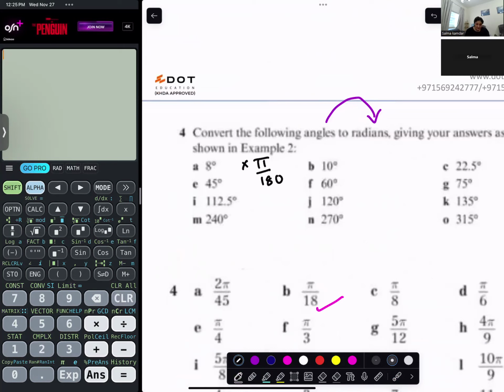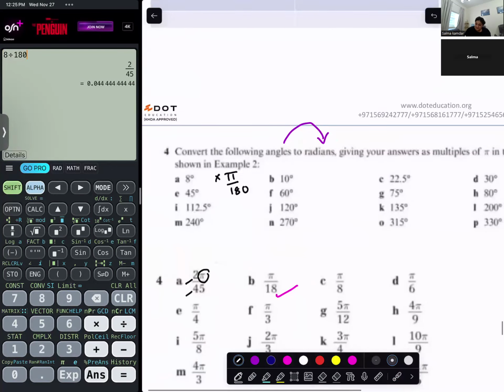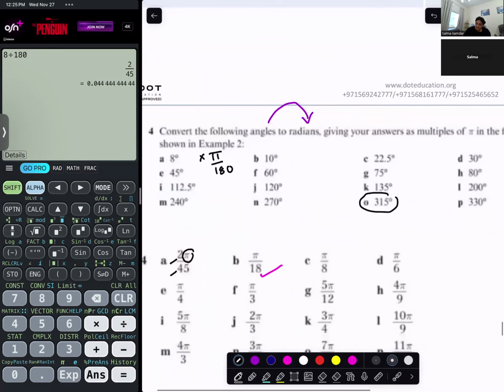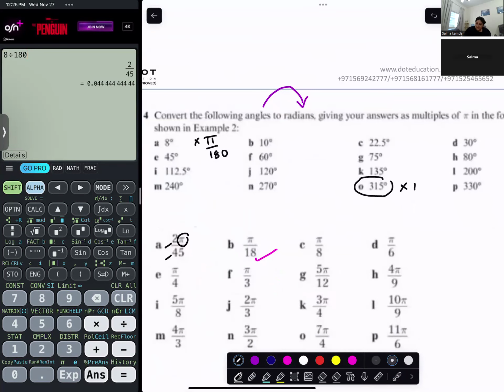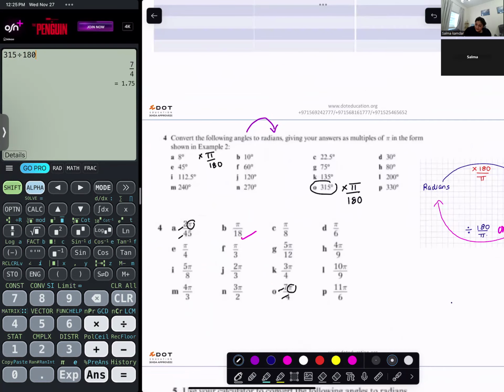Answer to be in pi. So I will simply do 8 divided by 180. So it comes up to 2 by 45 pi. This is the answer in rad. I'll take another example, 315. I'm going to multiply by pi over 180. So 315 divided by 180. This is 7 by 4 pi. Why am I keeping the pi? They wanted the answer in the form of pi.